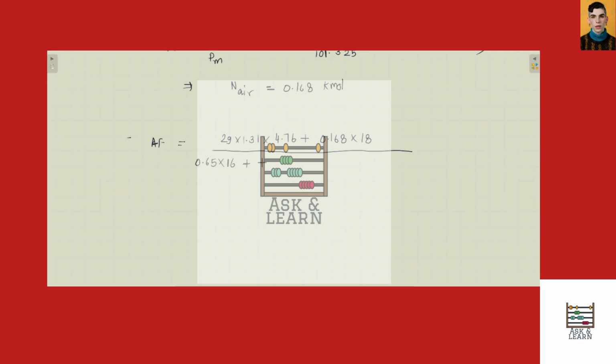the mole number of hydrogen, that is 0.08 into 2, the mole number of nitrogen, that is 0.18 multiplied by 28, the mole numbers of oxygen, that is 0.03 multiplied by 32, and the mole numbers of CO2, that is 0.06 multiplied by 44. When we solve this, we get the air fuel ratio as 9.58 kg of air per kg of fuel.